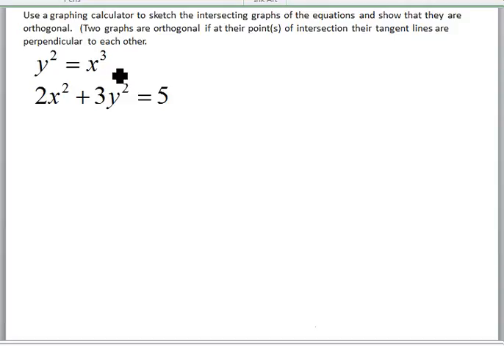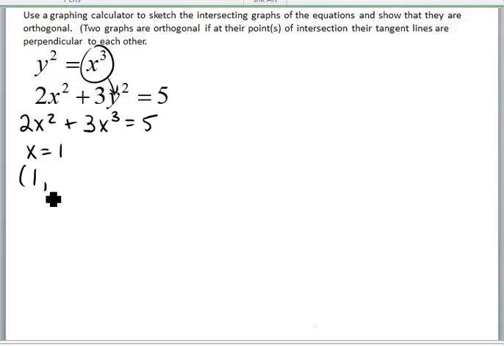Again, you guys can use your graphing calculator to do this. I'm going to just do this visually by making a substitution. I'm going to say 2x squared plus 3x cubed, where I replace my y squared with an x cubed, equals 5. I can then see that at x equals 1, there are going to be some points of intersection. Those 2 points that you'll see on your graphing calculators, or I can just do them by hand, are (1, 1) and (1, negative 1).